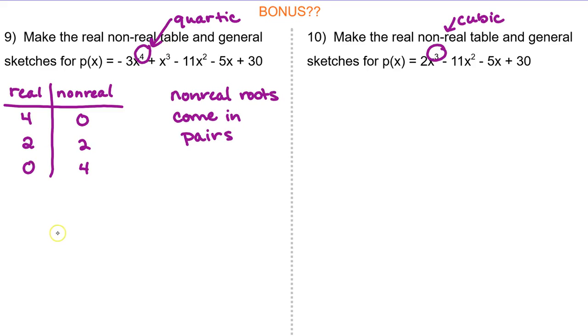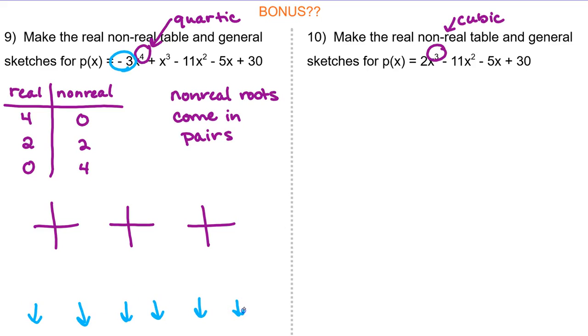For the general sketches, for this problem, because the leading coefficient is negative, and because it's quartic, it's going to have both ends down, just like a parabola. Both ends down if it has a negative leading coefficient. So if it has 4 real roots, it goes through the x-axis 4 times. So there's your general sketch. If it has 2 real roots, it goes through the x-axis 2 times. So you could make your general sketch like that. And if it has no real roots, it doesn't go through the x-axis at all. So you have to make it down below, like that.